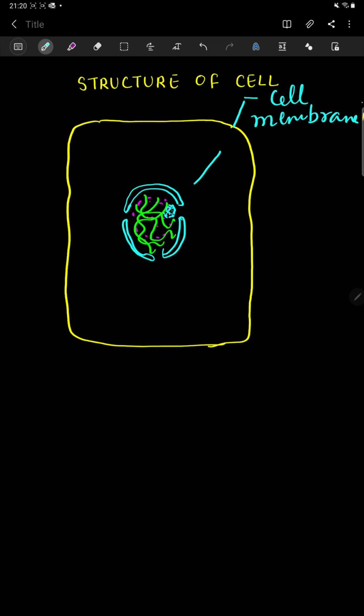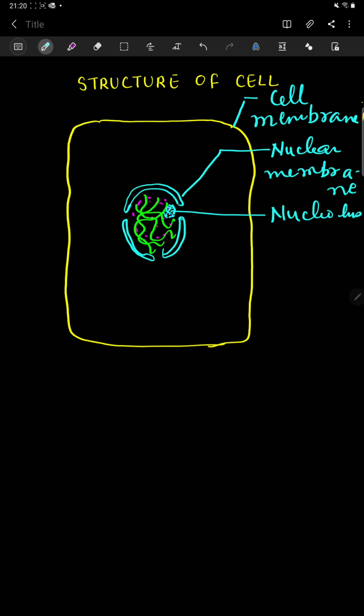Then followed by this one, this is termed as double nuclear membrane. Here I am going to write down nuclear membrane. Whenever we use the term membrane, it is always made up of lipid and protein. This is the membrane which is made up of lipid and protein. Inside the nucleus, a rounded structure is there. It is to be termed as nucleolus. Then this thread-like structure is termed as chromatin network.